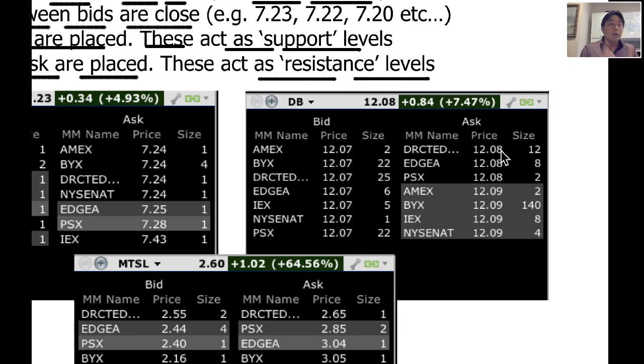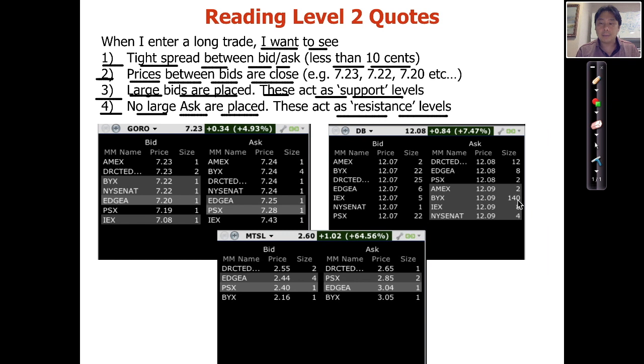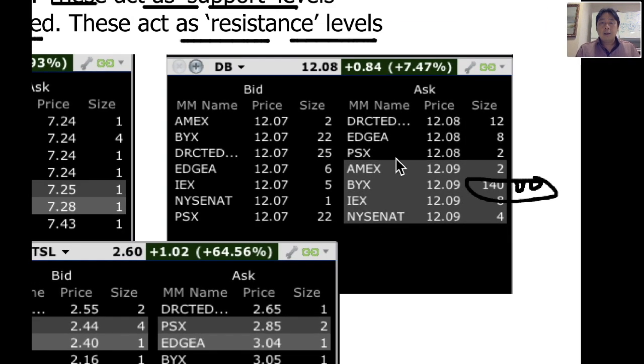But I noticed that at 1209, there's someone who wants to sell 140 times, again, add 2 zeros, so that is 14,000. At 1209, there's a market maker who wants to sell 14,000 shares. When there's a big seller, it acts as a resistance level. So if I buy at 1208, the moment it goes to 1209 and this guy starts selling, and there's not enough buyers to absorb the seller, the price could come all the way back down again.